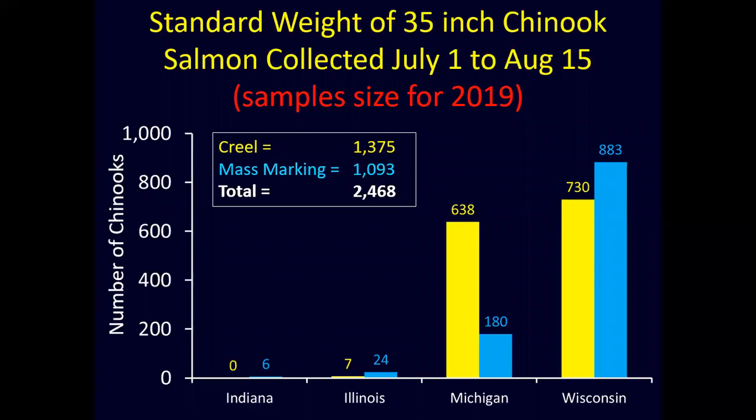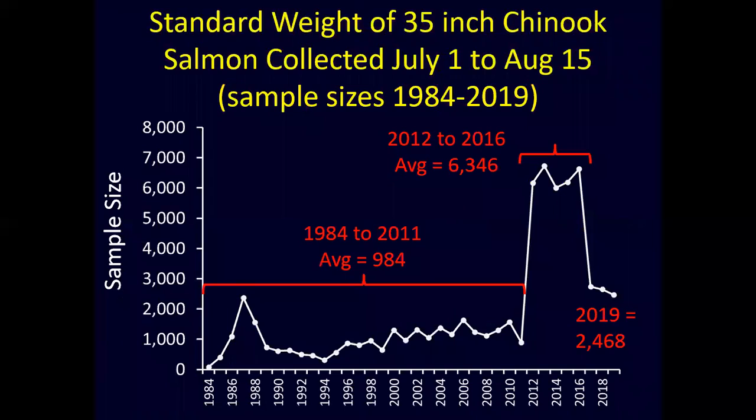So again, for 2019, these are our sample sizes. This data set includes creel sampled fish as well as fish from the mass marking program collected in each of the individual states. And just for some perspective, this is our overall sample size through time. You see a big spike in sample size there in 2012, and that was thanks largely to the Great Lakes Mass Marking Program.